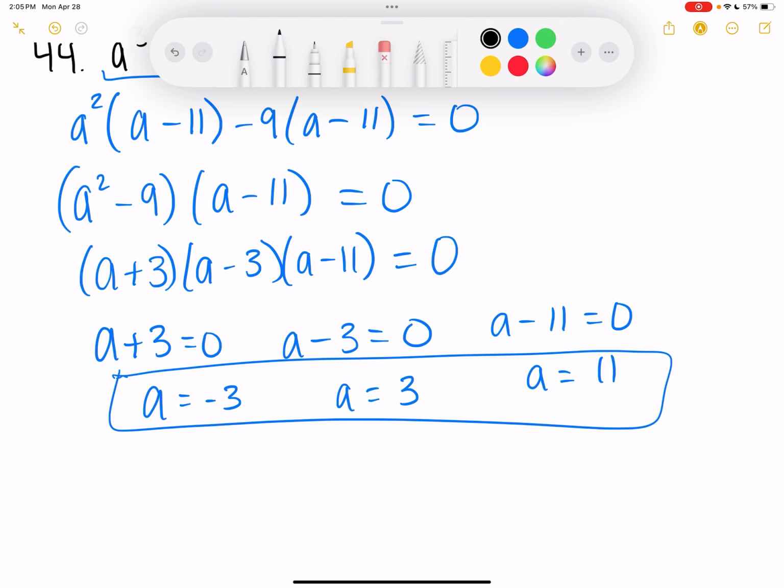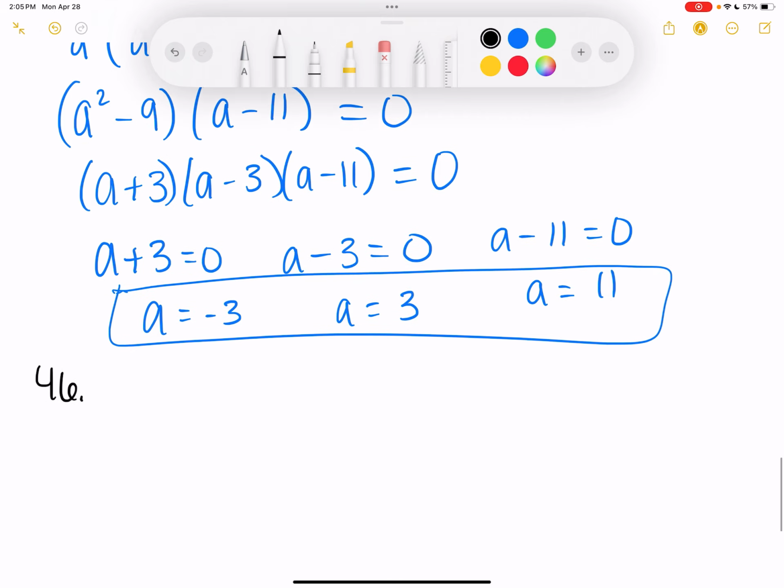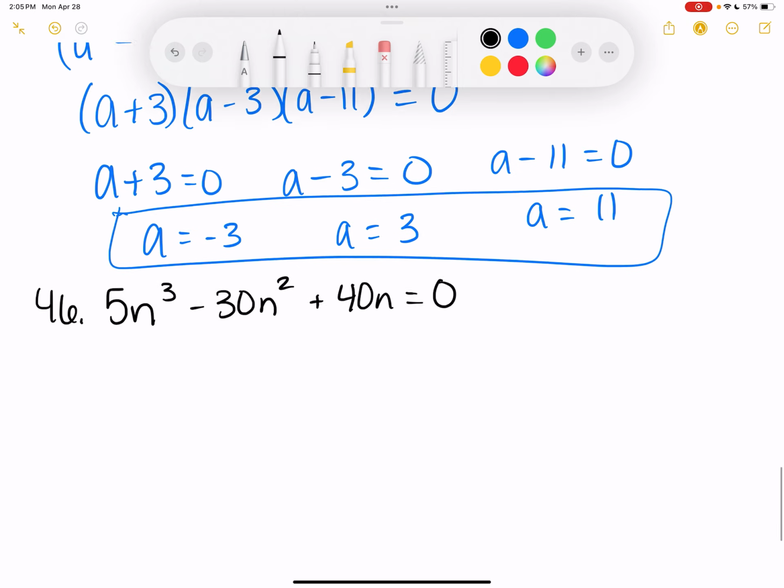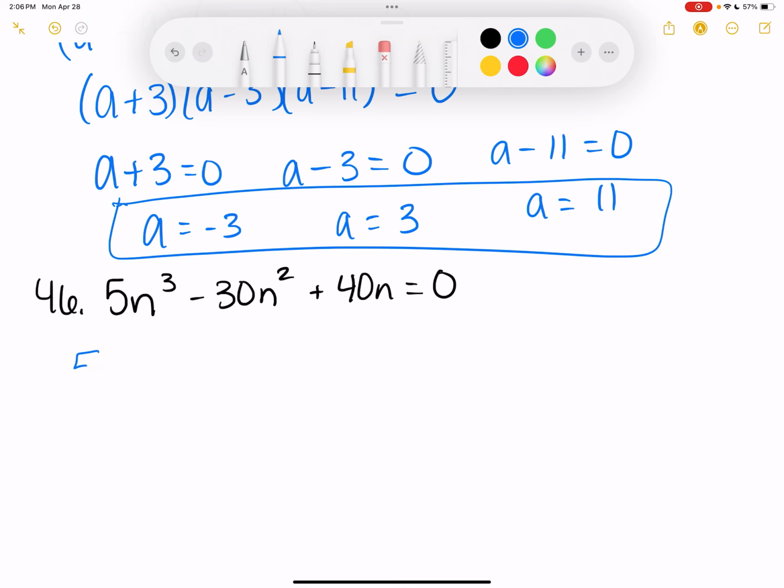46. I was looking so hard for a point in that problem. It's like, you gotta make a mistake. 5n cubed minus 30n squared plus 40n equals 0. Take out 5n, and that leaves me with n squared minus 6n plus 8 equals 0.